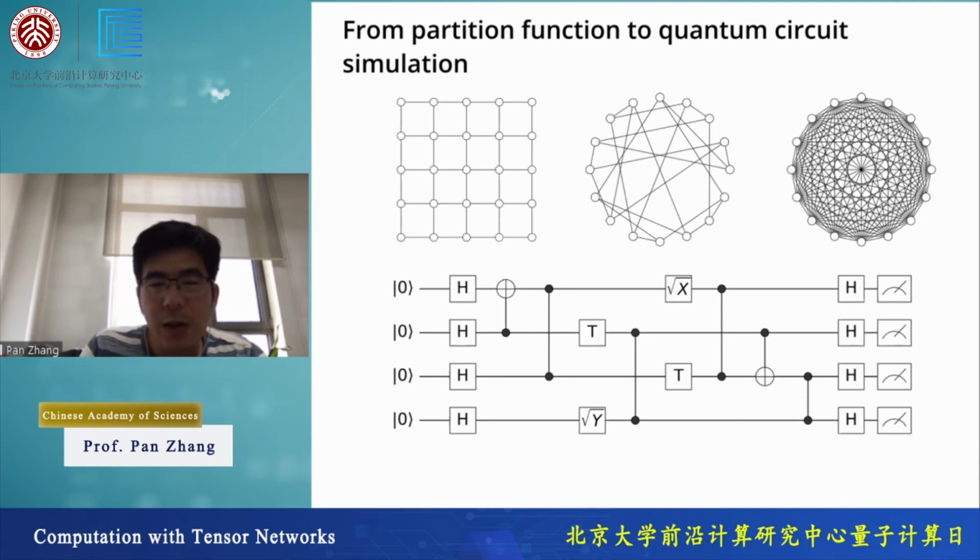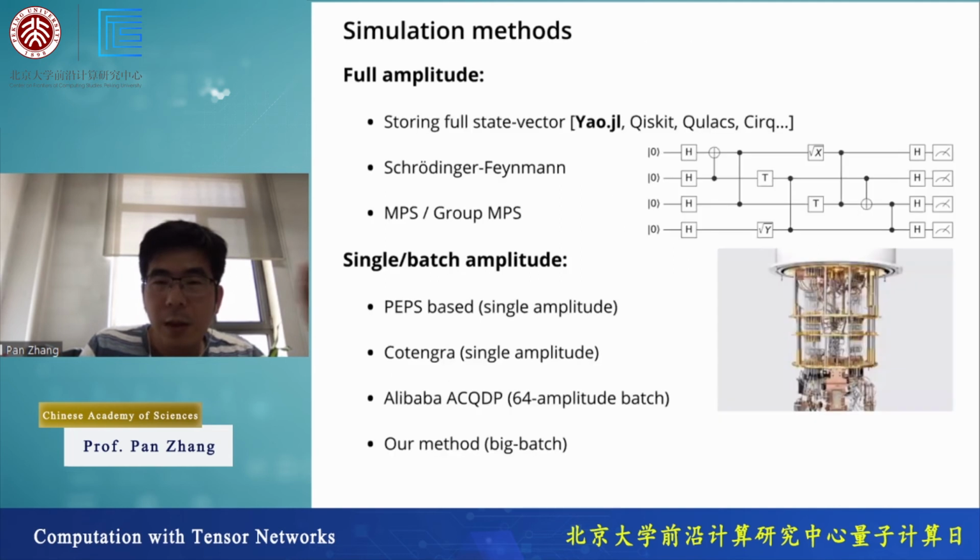Okay, so why can we do this? Because the initial states, the final states, as well as the 1-qubit and 2-qubit gates can be converted into tensors, right? For the gates, they are 2 by 2 or 4 by 4 matrices. And there are basically two kinds of methods for doing this.